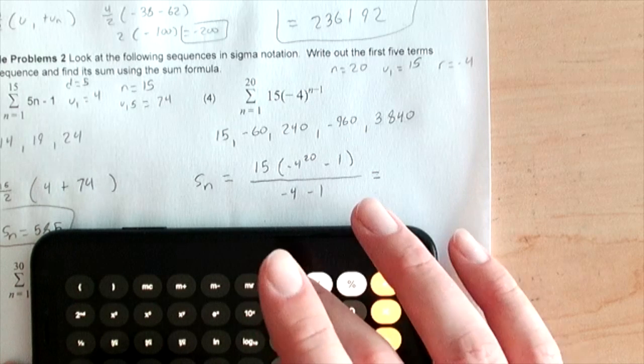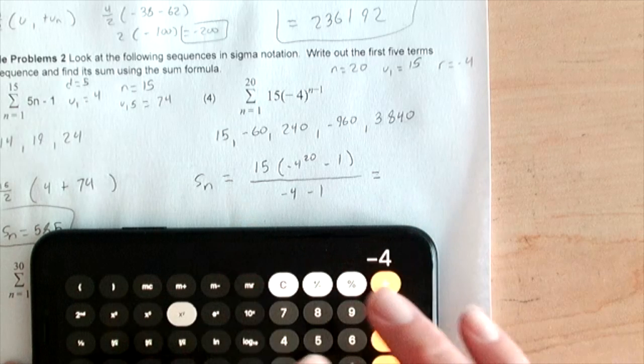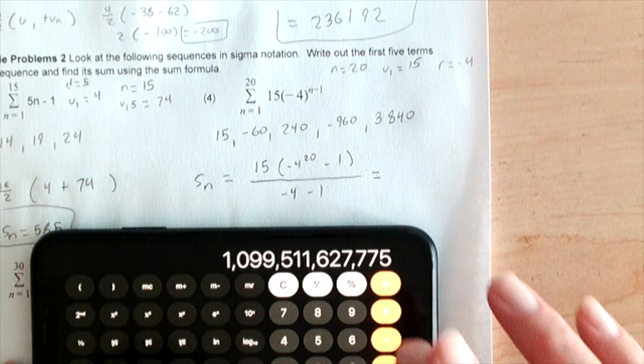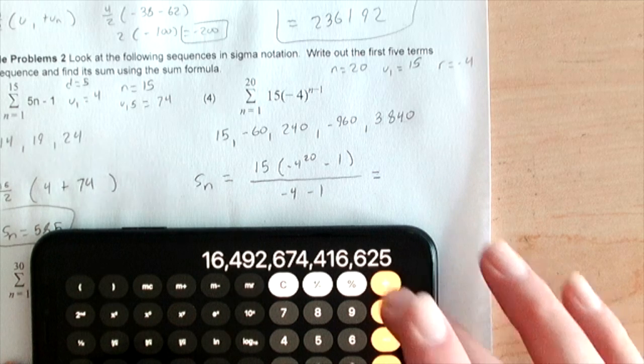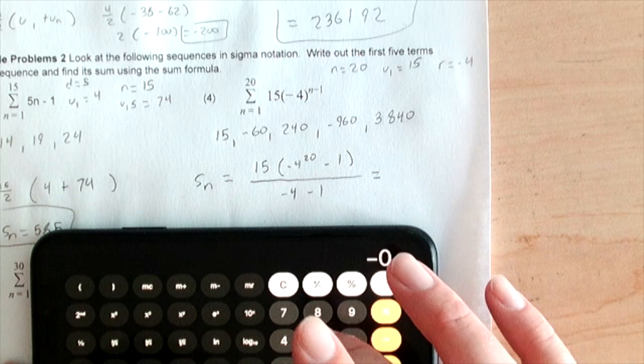I messed up, and that's okay. We'll just do it again. -4, -1, times 15, divided by -5.